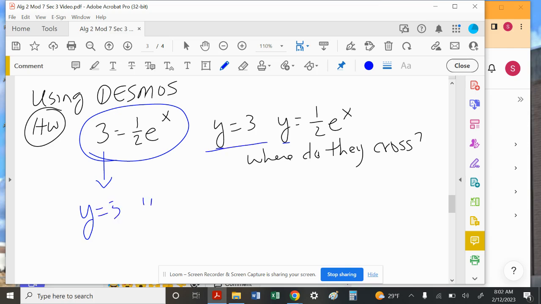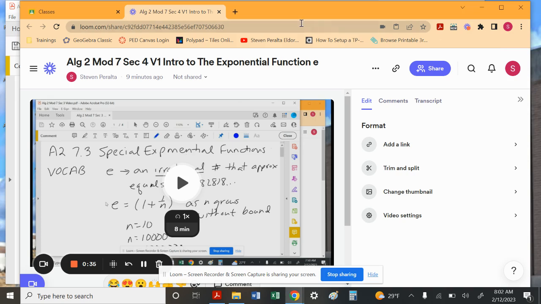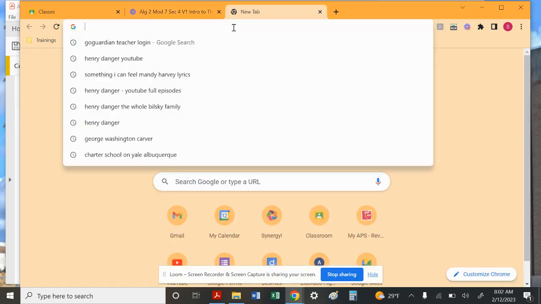from. And then we're going to set y equal to 1/2 e to the x. So that would be this one over here. And so when we set those equal to each other and we go and graph them, where they cross is going to be our solution. So we're going to go over to Desmos to do that.